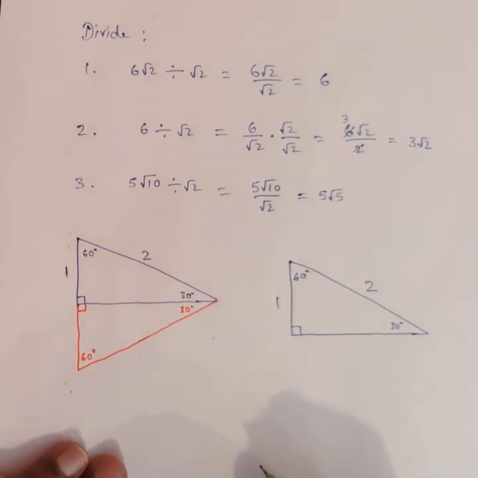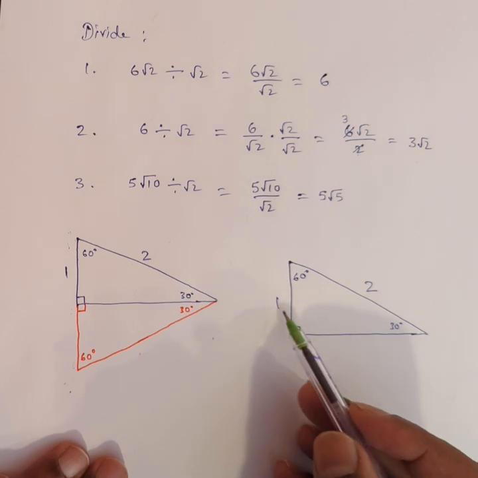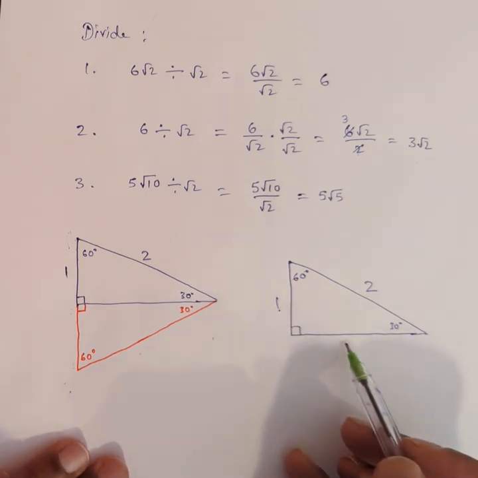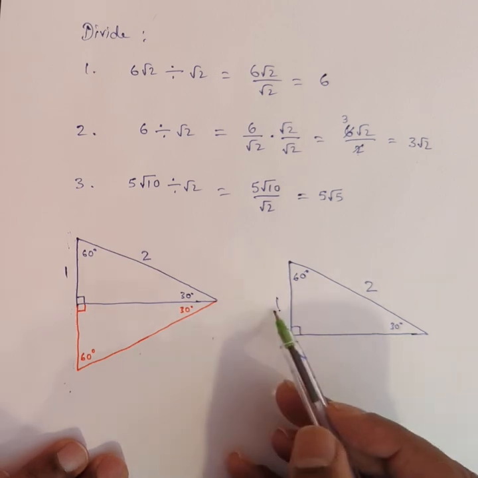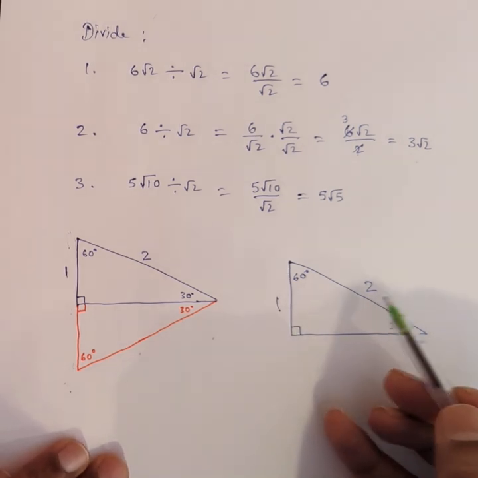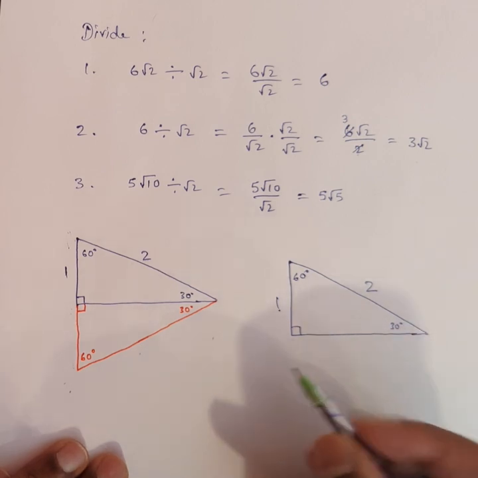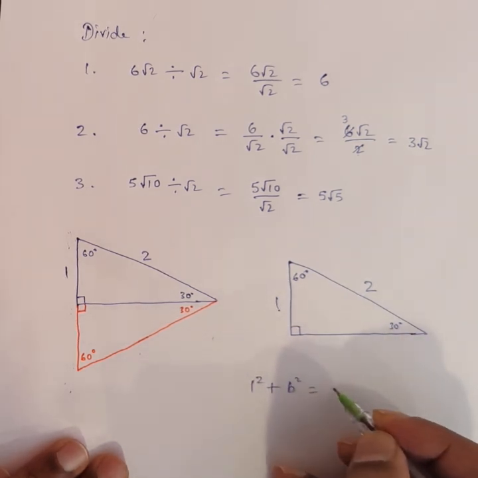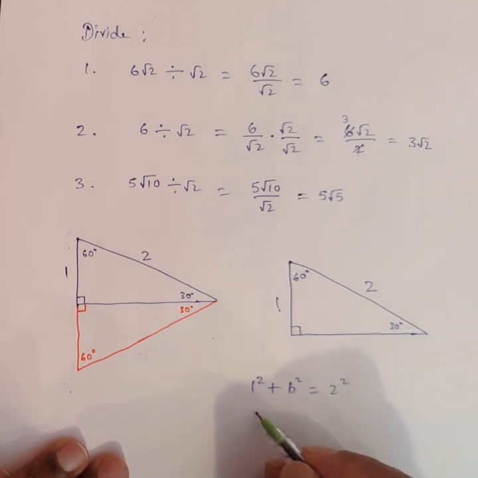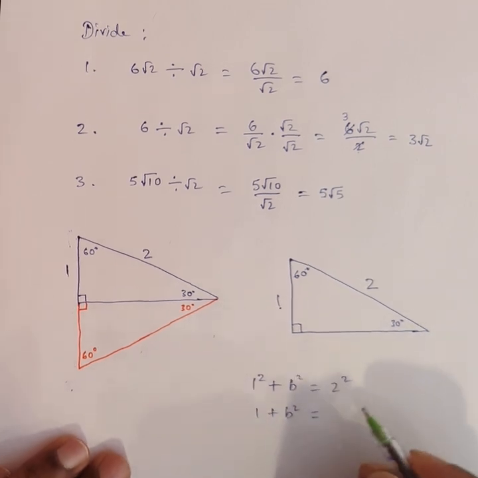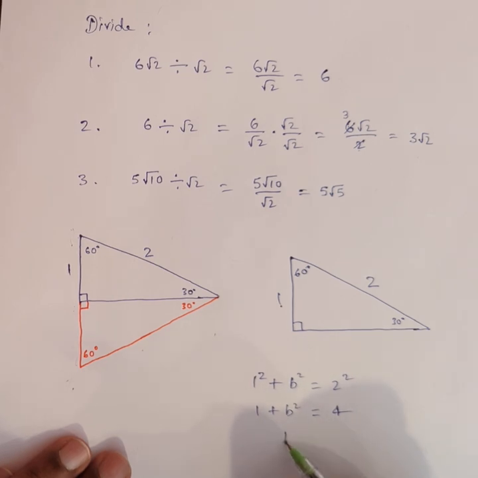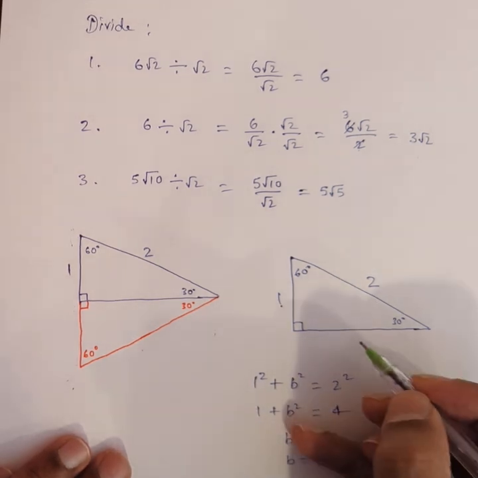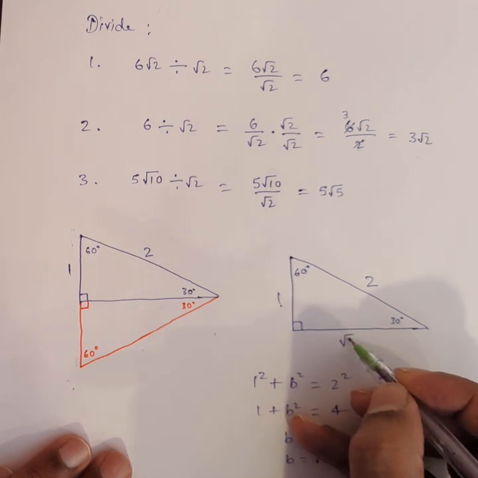Now I can use my Pythagorean theorem. If this is a, then a square is 1. B I don't know, but I know a square plus b square is 2 square, which is 4, which means 1 square plus b square is 2 square. So 1 plus b square is 4, which means b square is 3, or b is square root 3. So that's what I have.